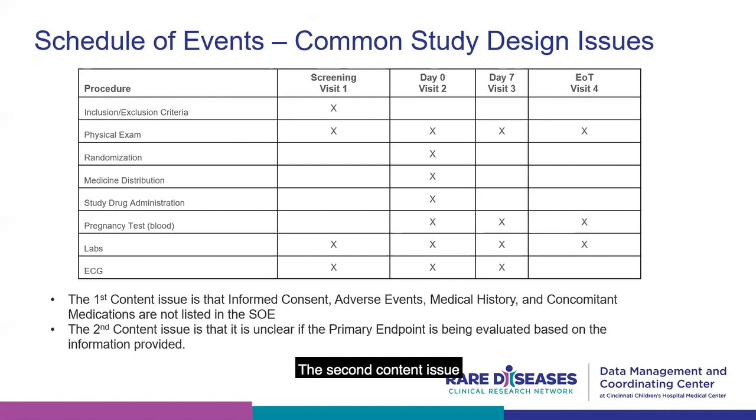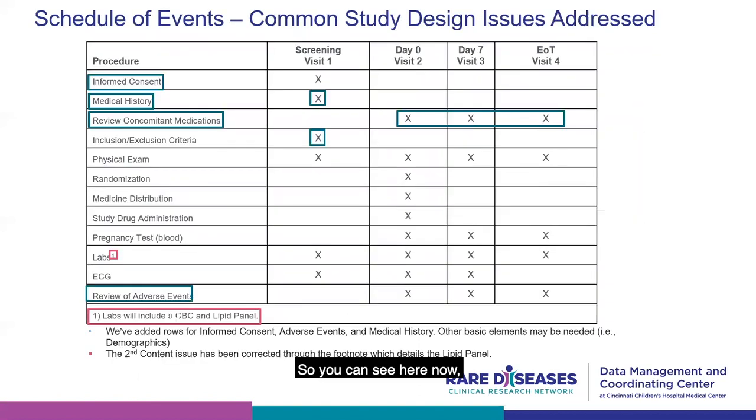The second content issue is that it's unclear if the primary endpoint is being evaluated based on the information provided. So you can see that we say labs on the row, but does labs mean that triglycerides are being evaluated? We don't really have a way of being sure of that based on the way the schedule of events is currently shown. So you can see here now, we've updated the schedule.